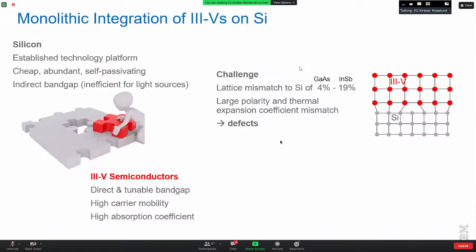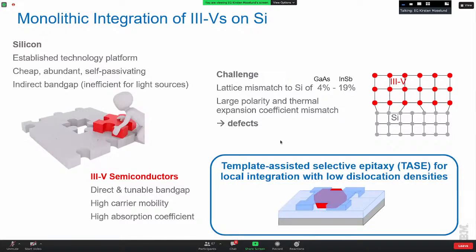However, this is of course not so easy, because you cannot just grow III-V directly on silicon. This leads to several problems. First of all, you have a lattice mismatch between the crystal lattices of the two, which can range from about 4% to 19%. In addition to this, you have large polarity and thermal expansion coefficient mismatch. That means if you're growing materials, even if it works fine, let's say at 600 degrees for your growth, once you take your wafers out, you would get cracks and defects.